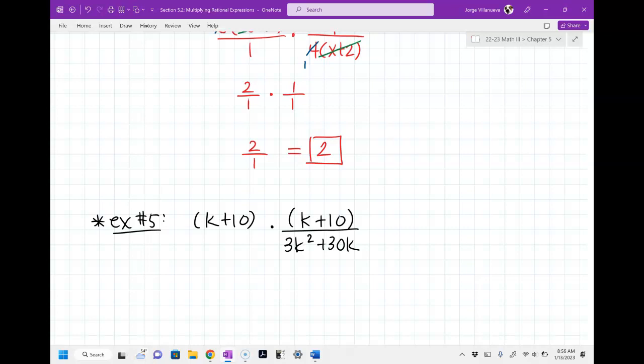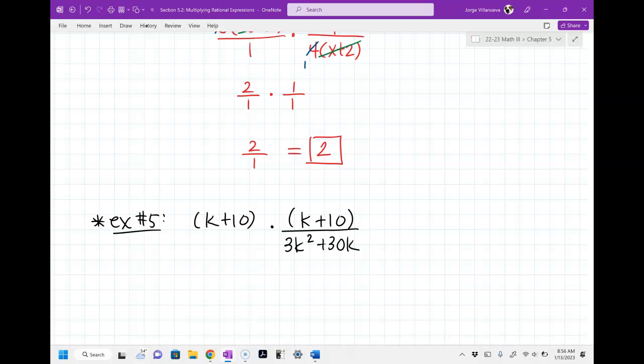Can I cancel the k plus 10 and the k plus 10 side to side? No, right? You're not allowed to cancel sideways. You can cancel diagonally, you can cancel vertically, but never side to side, okay? So sometimes we get a little, I guess, excited to see that, and we're like, oh, get rid of those, right? But no, not side by side.